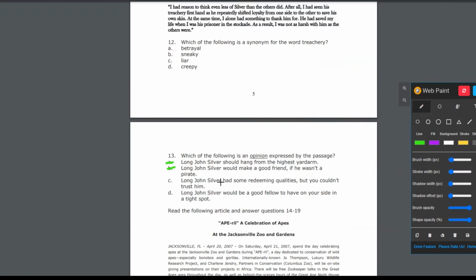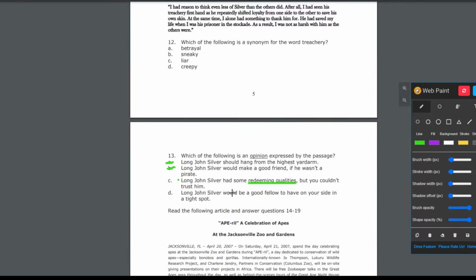The next one says, Long John Silver had some redeeming qualities, but you couldn't trust him. This is the one that made me say, you know what? This could possibly be the answer. Why? Because redeeming qualities means if you redeem yourself, of course, you're making up for the bad things that you've done. He saved his life. But obviously, you couldn't trust him. Why? Because he was treacherous. He was going back and forth between different sides.